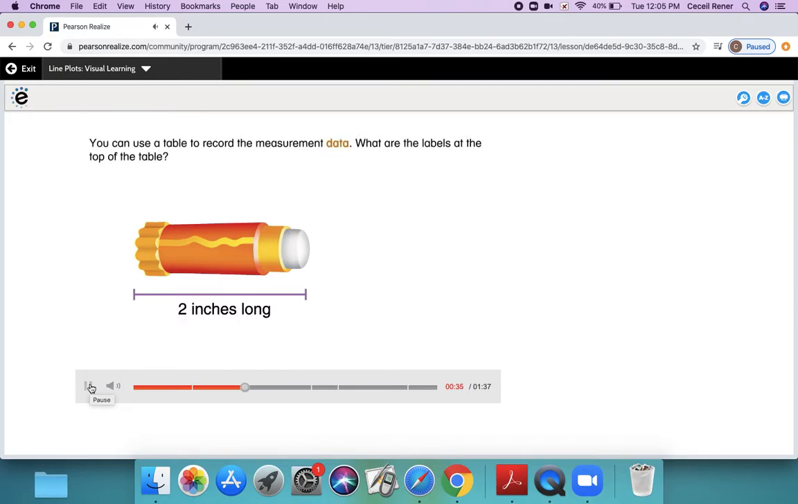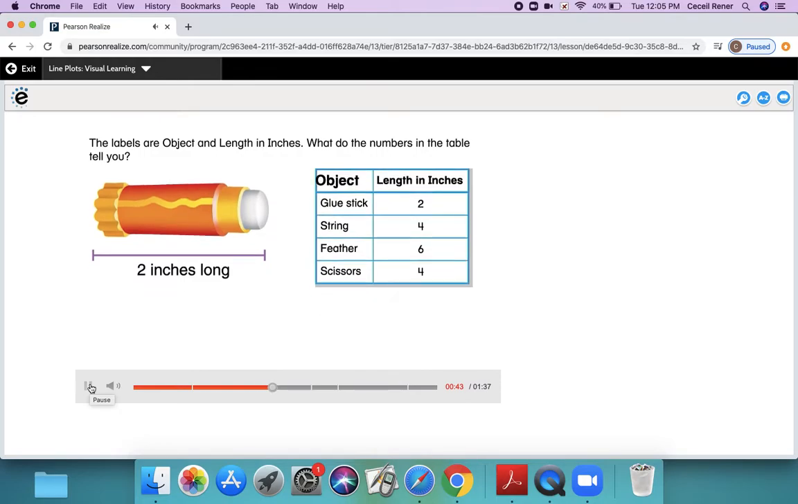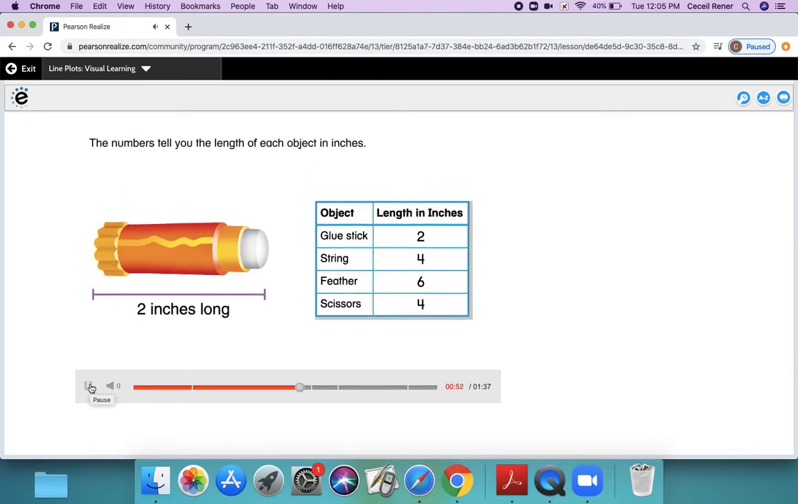You can use a table to record the measurement data. What are the labels at the top of the table? The labels are object and length in inches. What do the numbers in the table tell you? The numbers tell you the length of each object in inches.